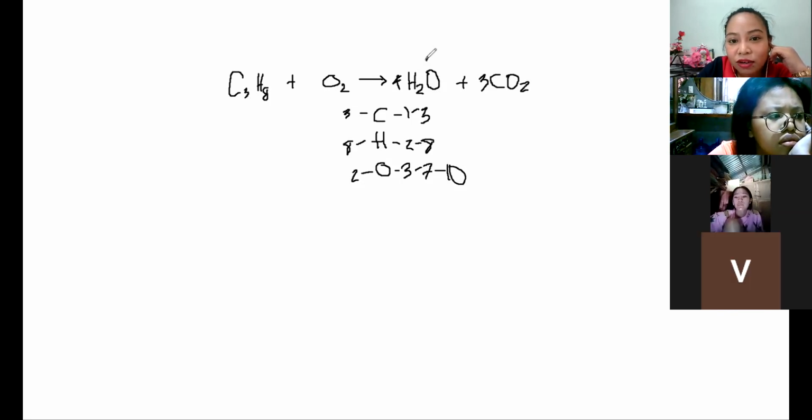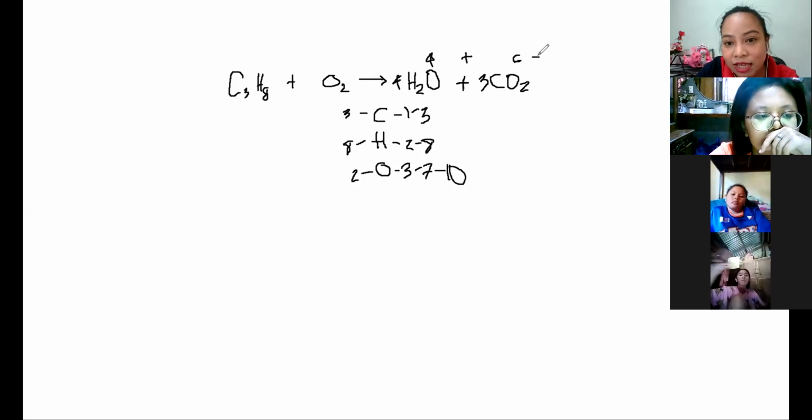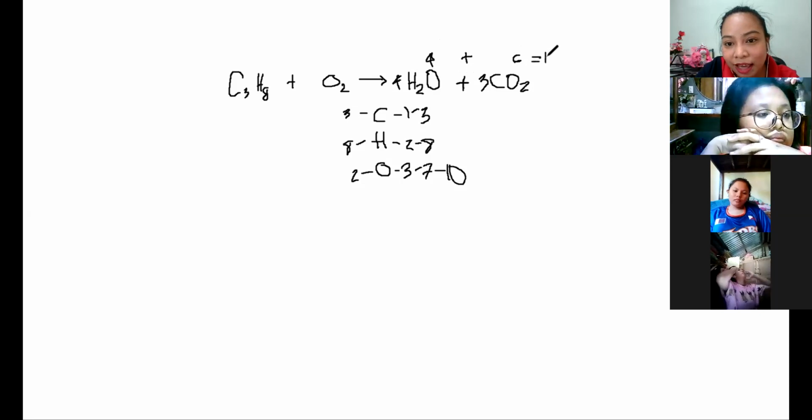4 oxygen, then 6. So 4 plus 6 is equal to 10. Does the 7 still matter? No, it no longer matters because it is already 10 here. Nasabtan? Sige ma'am.